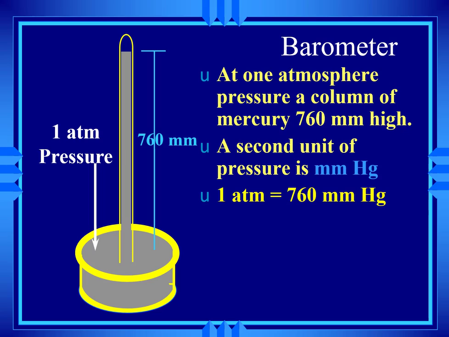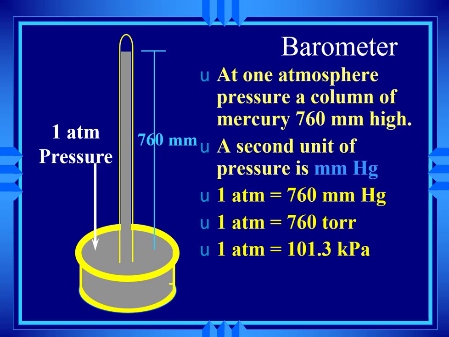Now, the guy who invented this barometer, his name was Torricelli. So they named this unit after him and called it a torr. Aren't you glad you don't have to write out Torricelli? And the official metric unit is the pascal. But the pascal is a really tiny unit of pressure. 1 atmosphere would be 101,325 of them. So instead of using pascals, we use kilopascals.